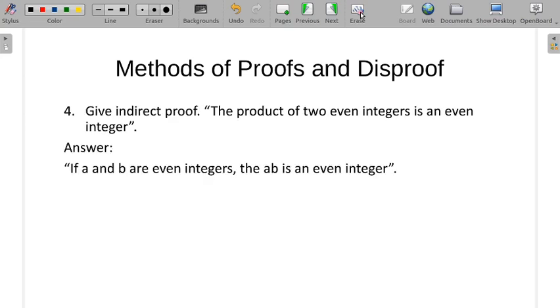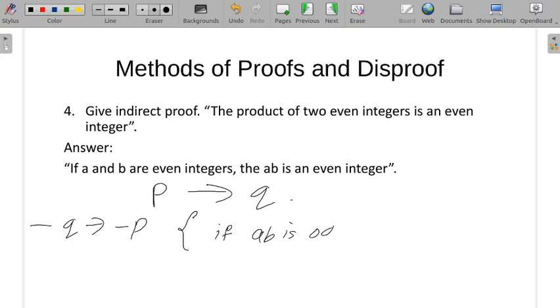Next question for indirect proof. The product of two even integers is an even integer. We can rewrite that one. There are two even integers. If you take the product, that is also an even integer. So if a and b are two even integers, then their product is also an even integer. So we have to take the contrapositive here. What is the sentence we get? If ab is an odd integer, then a and b are odd integers. So that's what we get here.